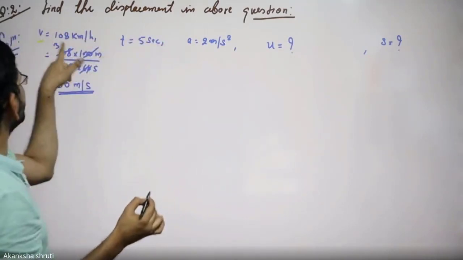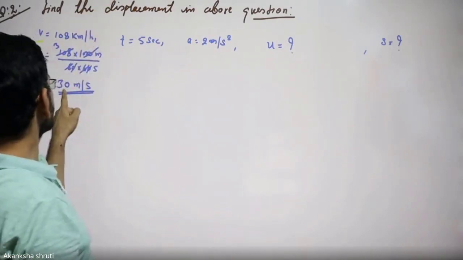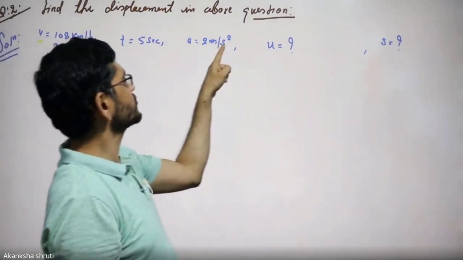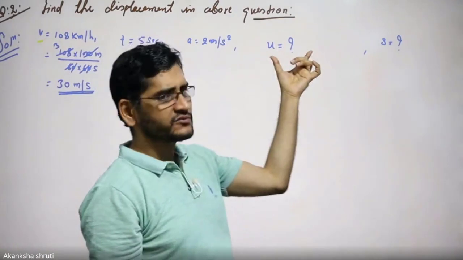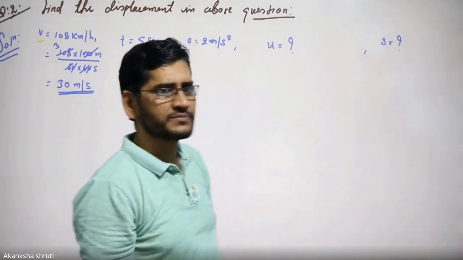We have written V given as 108 km per hour from the previous question. Converting into meters per second, it is 30 meters per second. Time is 5 seconds. Acceleration is 2 meters per second square. U is what, this was the previous question. And now we have to calculate the displacement.